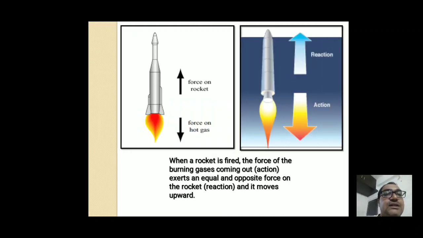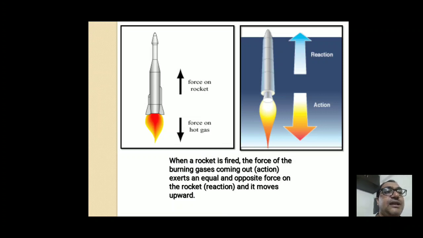Now students, you can understand this example in the case of a rocket. When a rocket is fired, the force of the burning gas coming out is called the action, and it comes out in the downward direction. That applies an equal and opposite force on the rocket, the reaction, and it moves in the upward direction. When the rocket fuel is burning and gases come out, the hot gases apply force in the downward direction, and the same equal and opposite force is applied on the rocket, so the rocket moves in the upward direction.